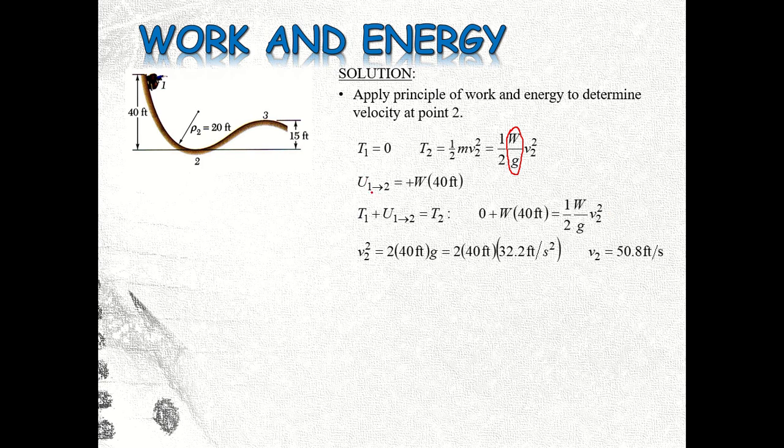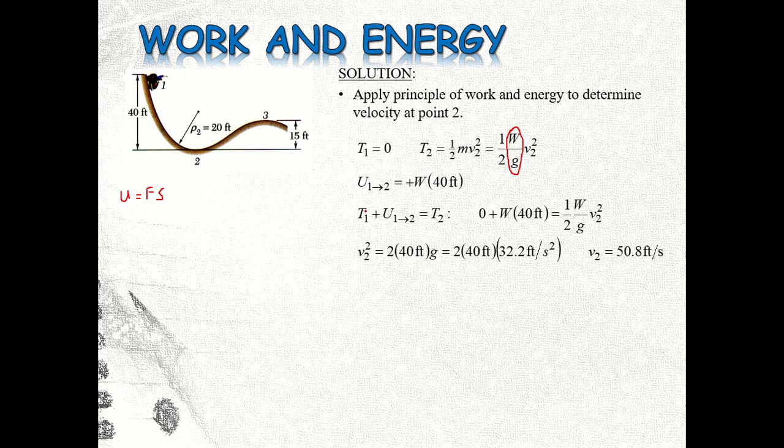And for the work, there is no work from point 1 to point 2 other than the weight, from this point to this point, so we take this length. From the definition, the work is the product of the force and the displacement or the distance, so F times S. In this case, our S is equal to 40. So our work is the force, the weight, multiplied by the displacement. This is the work from point 1 to point 2.